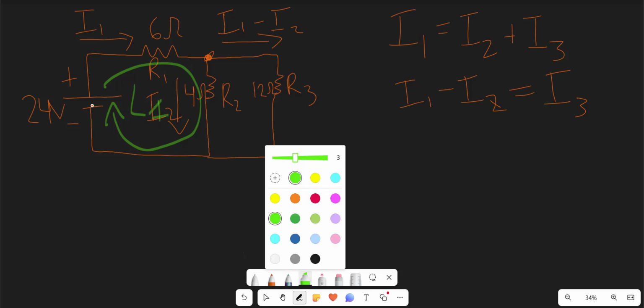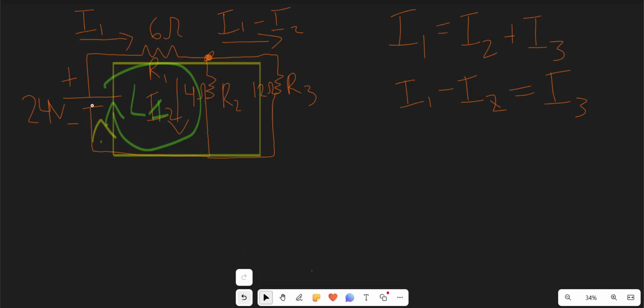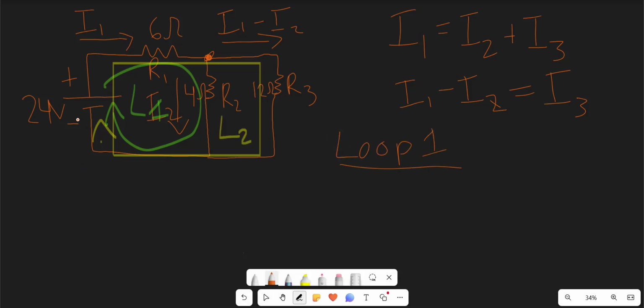And then loop 2, we're going to have it go from this point here and then make its way all the way around the entire circuit and then back to the starting point. So we have a giant loop, which is the one in yellow, and then a smaller inner loop, which is L1. So for loop 1, we have a 24-volt battery source, which goes from the negative side to the positive side, so that's a voltage rise. So we have 24 volts.